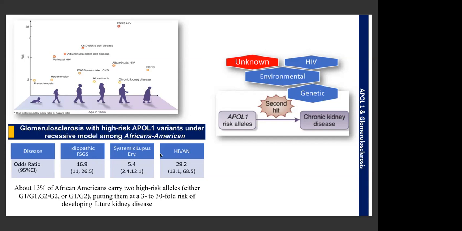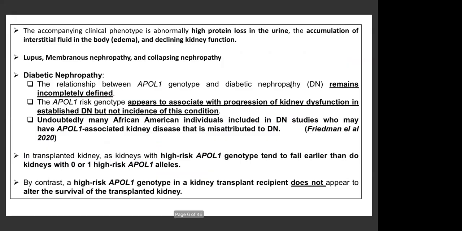The literature also says that sometimes the presence of a risk allele is not enough to cause kidney dysfunction or kidney disease. So there is a need for certain secondary hits, which might be the presence of some other genetic factor like MYH9, or something like HIV in some cases, or some environmental factors.